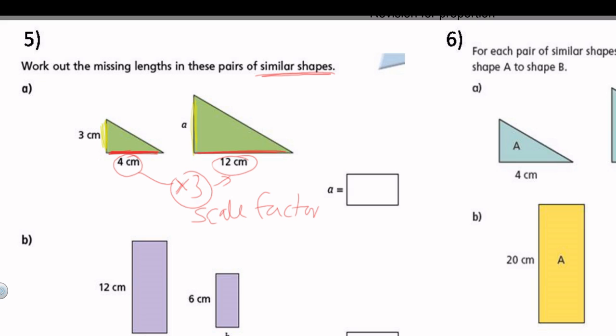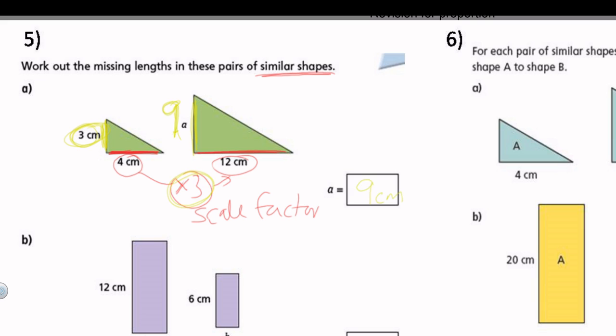So now if you look at the yellow sides, the left hand sides, we have here 3 centimeters, 3 centimeters, and we're trying to work out this side over here, the missing side. So 3 centimeters multiplied by the scale factor, 3 times 3 is 9. So this missing side here is 9 centimeters.